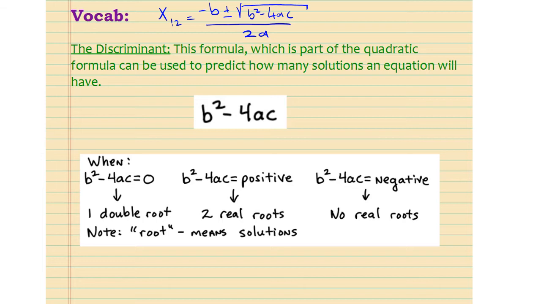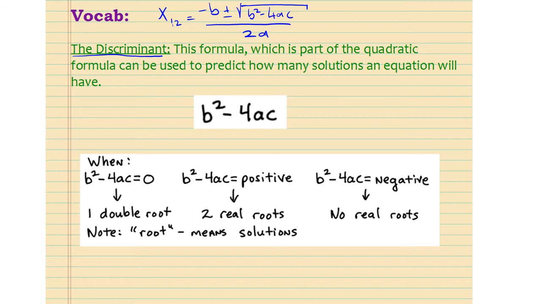Now, the one component is the part under the square root. This part is called the discriminant. Discriminant is the part where we have b squared minus 4ac. Now, because it's inside of the square root, the value of the discriminant will determine whether we have a real solution or no solution.